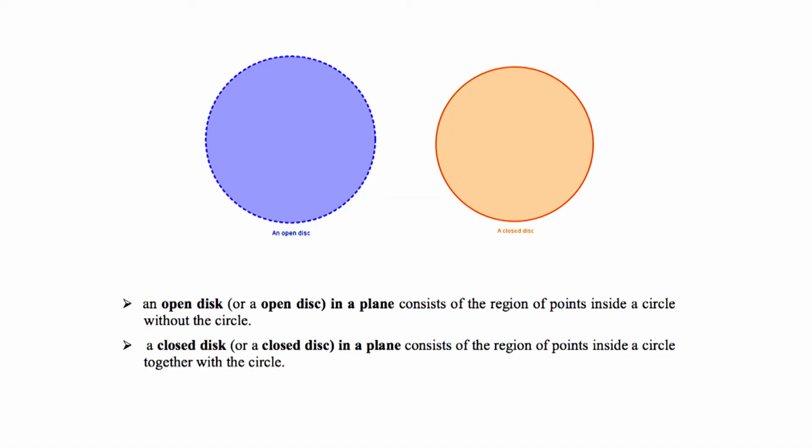An open disk in a plane consists of the region of points inside a circle without the circle. A closed disk in a plane consists of the region of points inside a circle together with the circle. A point (x naught, y naught) in a region R in the xy plane is an interior point of R if it is the center of a disk that lies entirely in R.